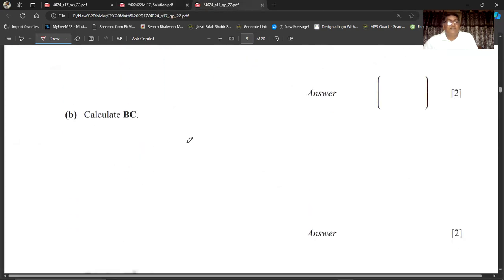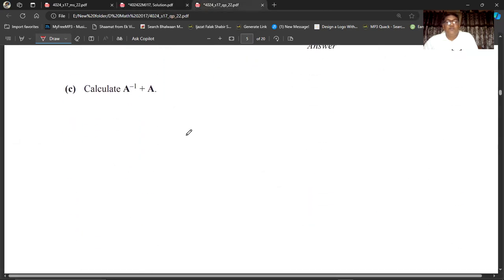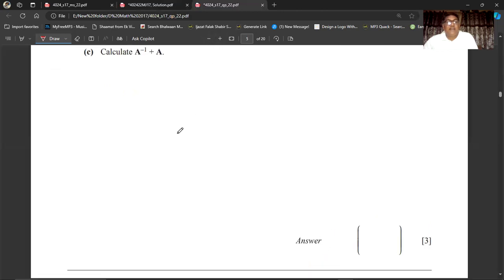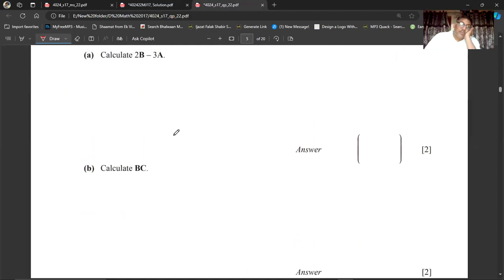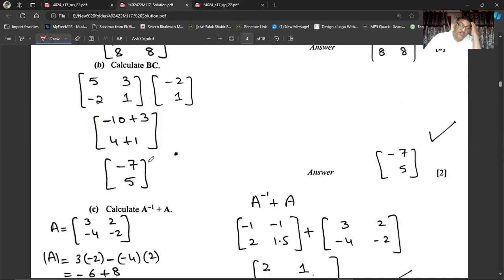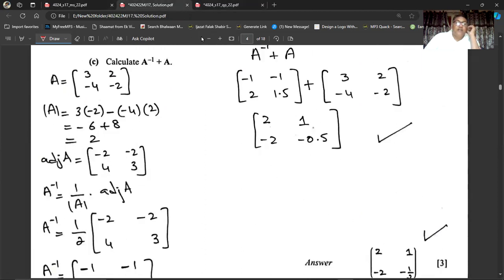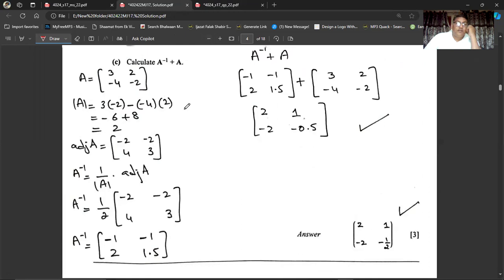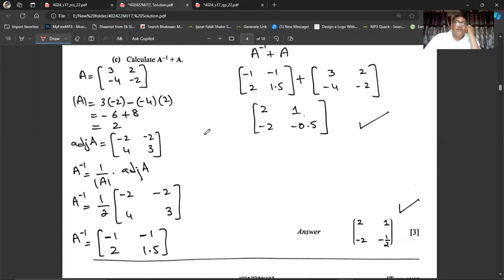Hopefully you understand. Okay, now we are on the question number 4. It's the C part. They want me to find out, calculate the A inverse plus A. So here you have the A matrix. So we have to find its inverse first of all. So here we go. So A is equals to 3, 2, minus 4, minus 2.